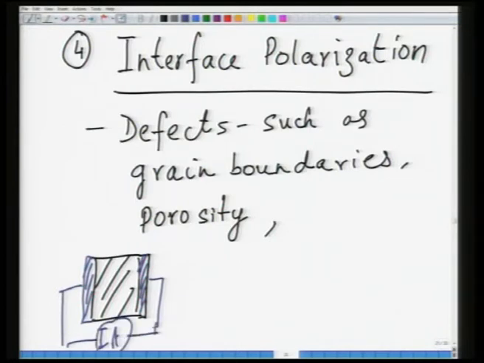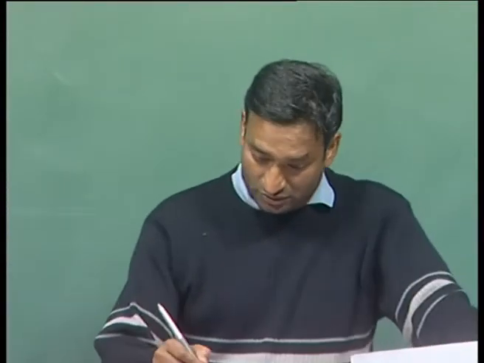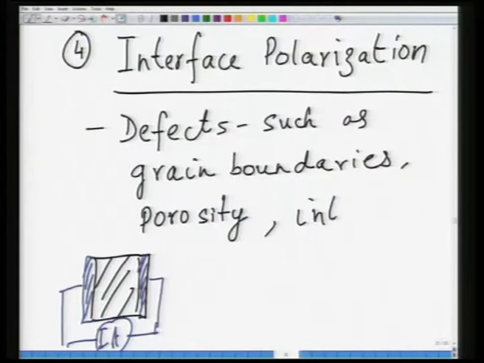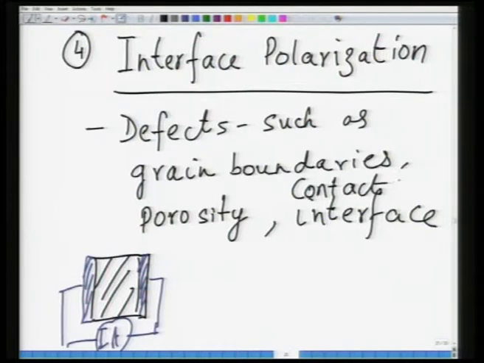And so putting the contact gives rise to an interface between the contact and the material. So, another reason is interface. However, contact interface, any of these things, whether it is a grain boundary, whether it is a porosity, whether it is a contact interface, all of these give rise to what is called an interface.